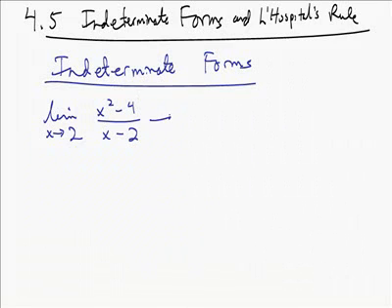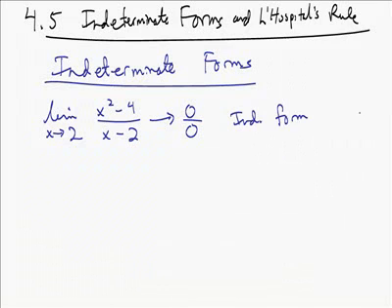If you notice, what this tends towards is, well, 2 squared minus 4 is 0. So you get a 0 in your numerator if you plug in 2. And so the numerator is heading towards 0. And as x approaches 2, the denominator is also heading towards 0. So this 0 over 0 is an indeterminate form.